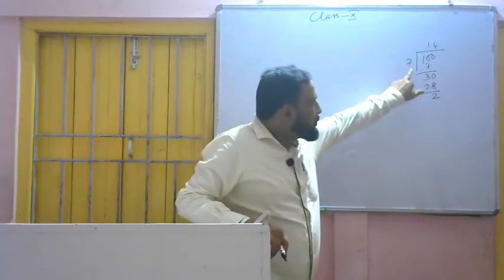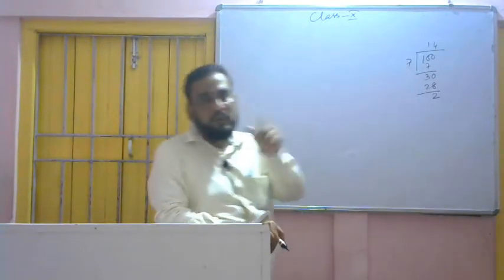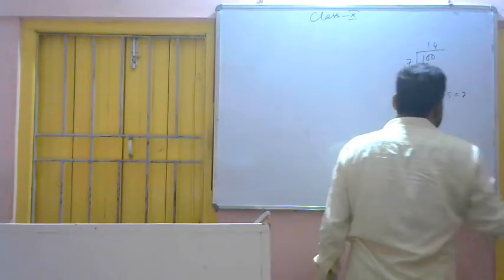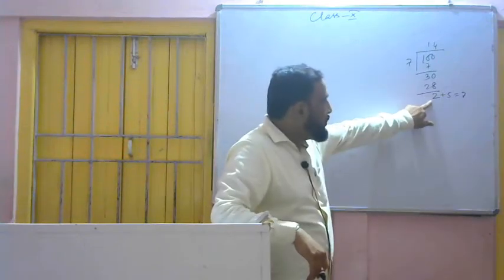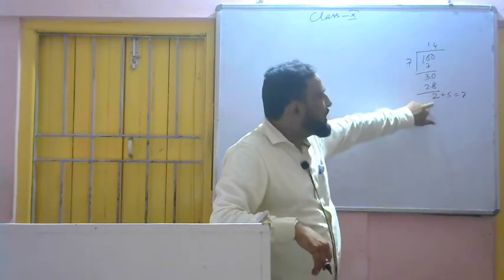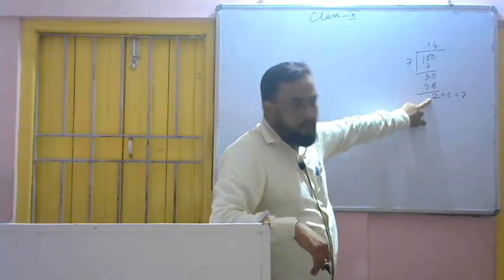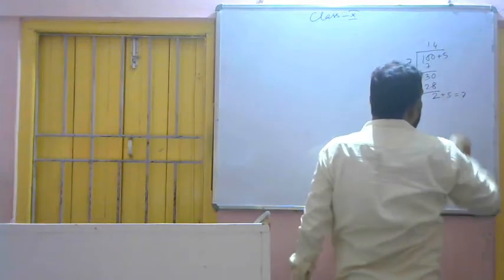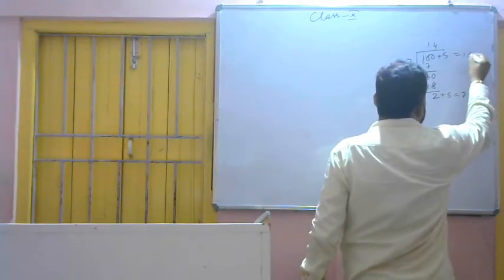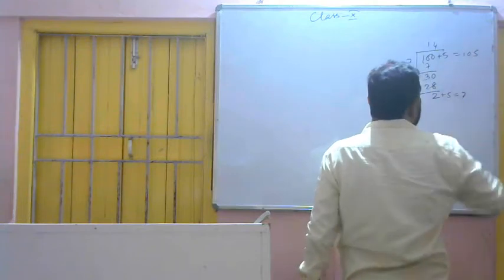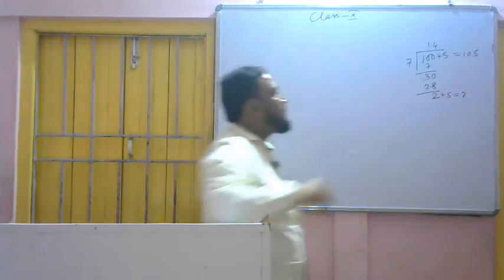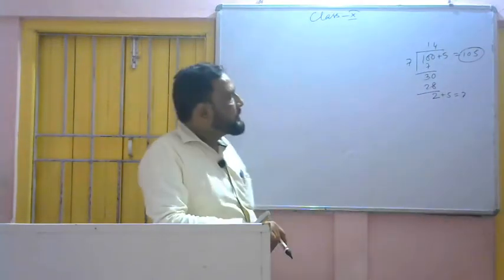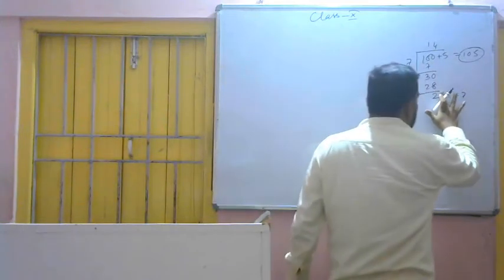So to make the 2 divisible, how much do we have to add? We have to add 5, so there will be 7. If there were 7, it would be divisible, but there is 2, so it is not divisible. To make it divisible, if we add 5, it becomes 105. So the least 3-digit number divisible by 7 is 105. Did you understand?